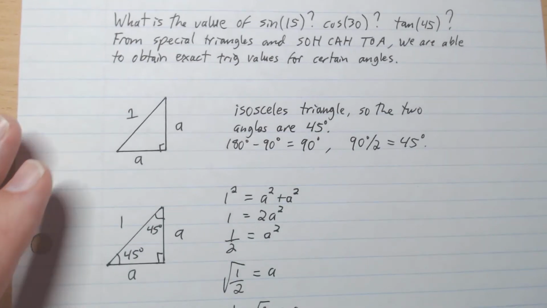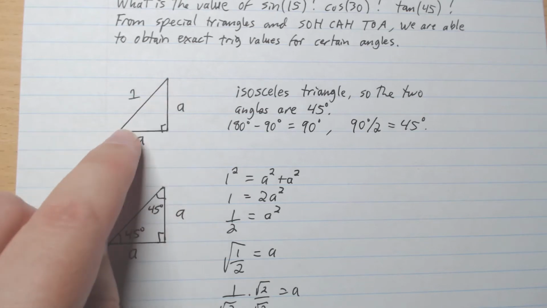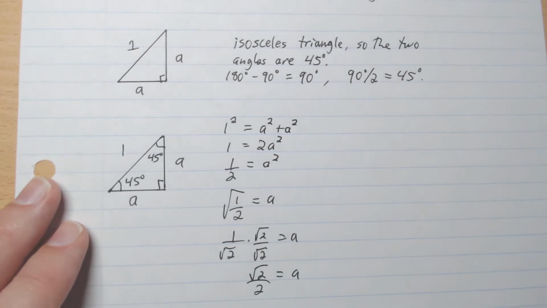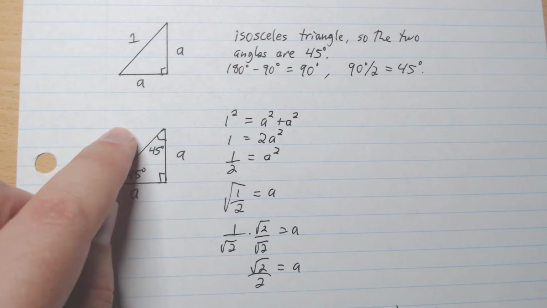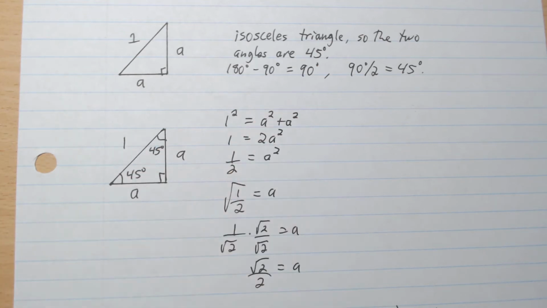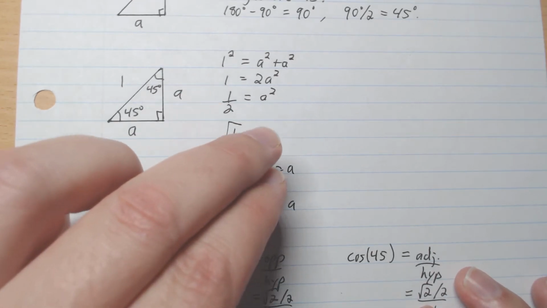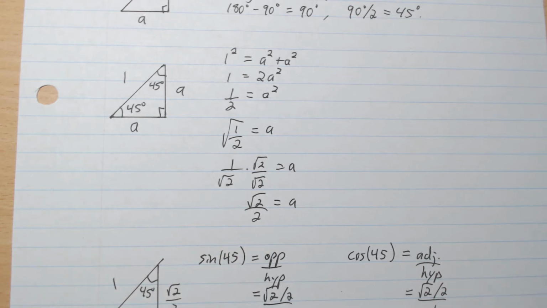So let's get started. Here we have an isosceles triangle where the two angles are 45 like that because we have two of the same sides as such. And so what we're going to do is find out what that a value is. So we have 1 squared equals a squared plus a squared. This gives 2a squared, divide by 2 on both sides, square root both sides, and so a is 1 over root 2. We're going to rationalize the denominator, so times root 2 over root 2, and so our a value is root 2 over 2.